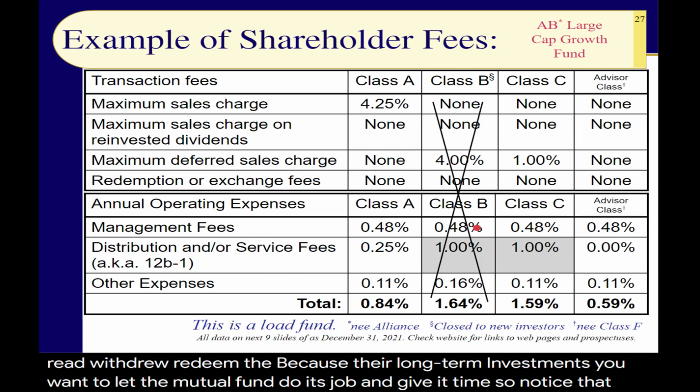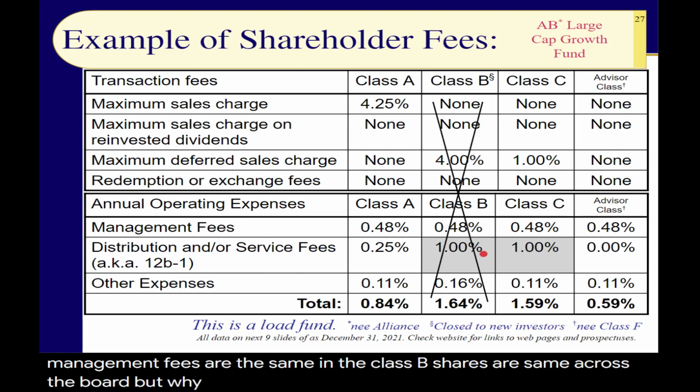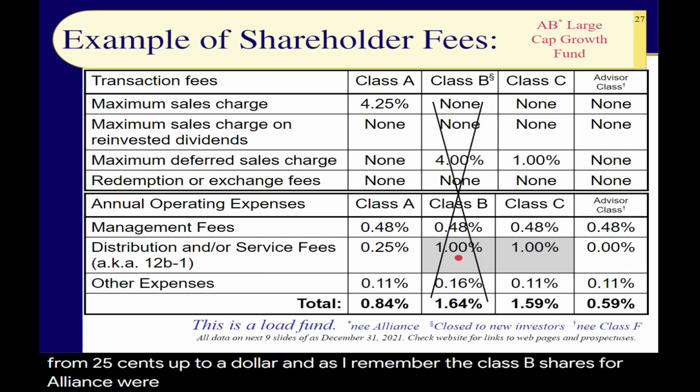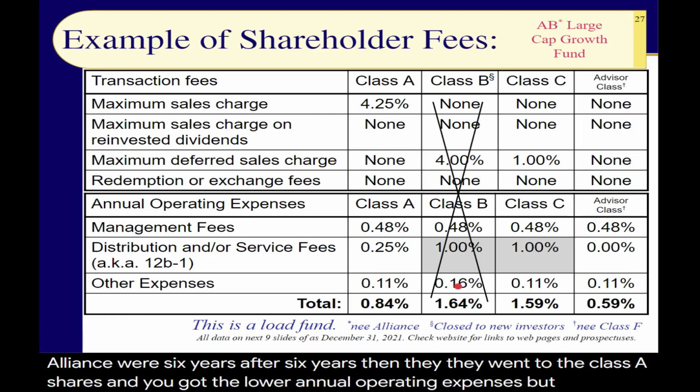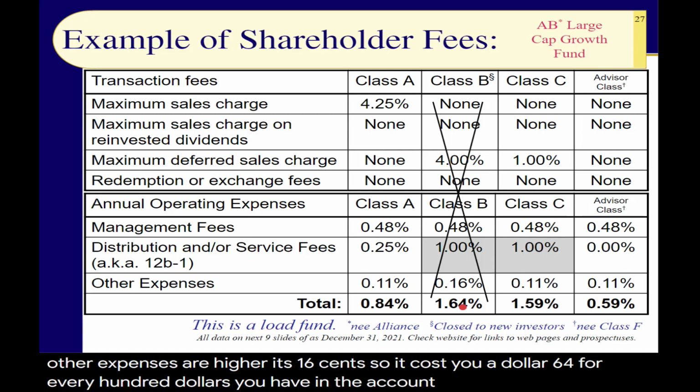So notice that the management fees are the same in the Class B shares. They're the same across the board. But what happened with the 12B1 fees? 1%. You see, it went from 25 cents up to $1. And as I remember, the Class B shares for Alliance were 6 years. After 6 years, then they went to the Class A shares, and you got the lower annual operating expenses. But notice the other expenses are higher at 16 cents. So it cost you $1.64 for every $100 you have in the account.